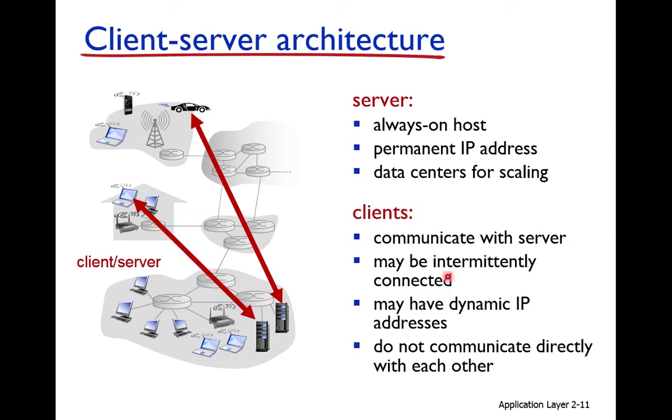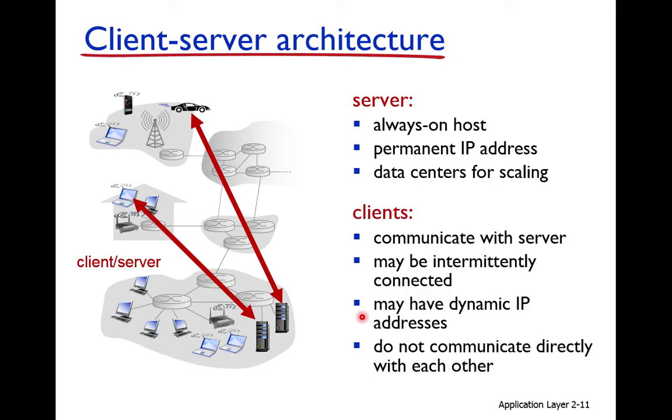So the user can be intermittent. For example, sometimes the user comes to access the Gmail server and sometimes closes the mobile phone and disconnects from the internet. That is the user's own choice. But the server doesn't have a choice. It is always running on a host, and it has a permanent IP address. If its IP address changed, for example, for Gmail, the client would be disturbed. So the Gmail address doesn't change.